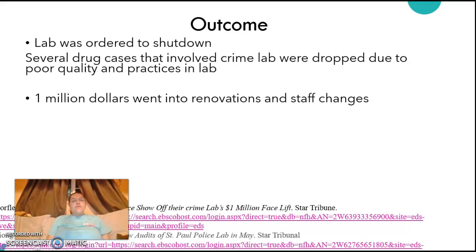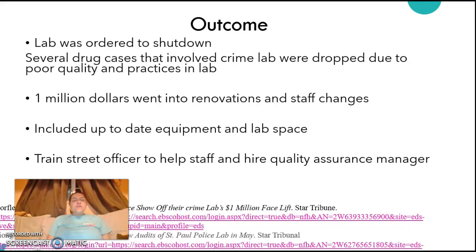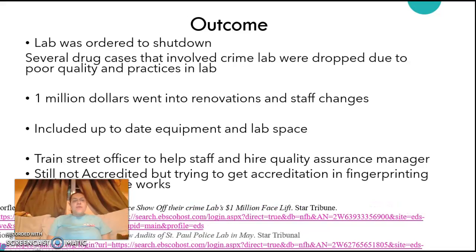$1 million went into renovations and staff changes as soon as the order was shut down from the state. And this included up-to-date equipment and lab space, as well as training street officers to help staff and hire a quality assurance manager to maintain the standards. And the lab is currently still not accredited, but it is trying to get accreditation in fingerprinting and crime scene work.